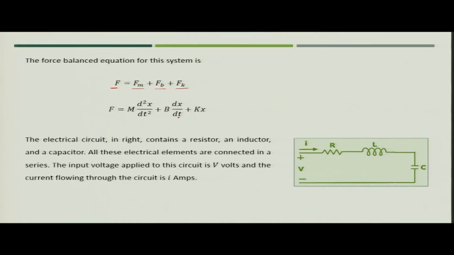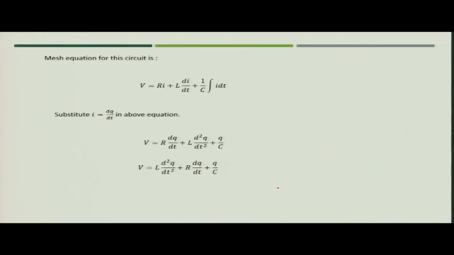Now, let us consider a series RLC circuit where you apply voltage V and current is flowing as I. So, the electrical system which you see, we will write the equation for that in terms of voltage V. So, what you can write? You can write voltage V as R I plus L d I by dt plus 1 by C integral I dt.